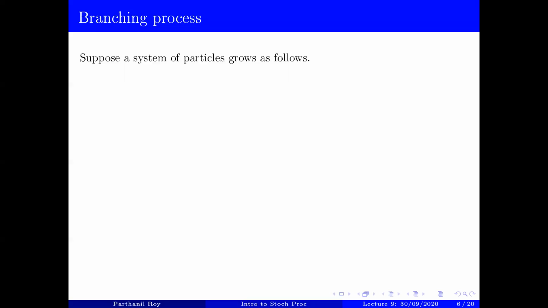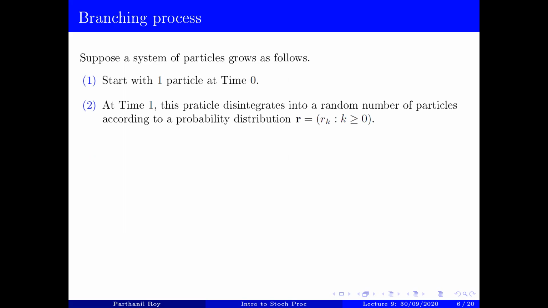Okay, so what you do is start with one particle at time zero. And at time one, this particle disintegrates or branches, that's why this branching process name is there, into a random number of particles according to a probability distribution R. This is a probability distribution on the set of all non-negative integers. Now this distribution has a name. It's called progeny distribution because it gives the progeny of each particle. So what would be the next generation for each particle?